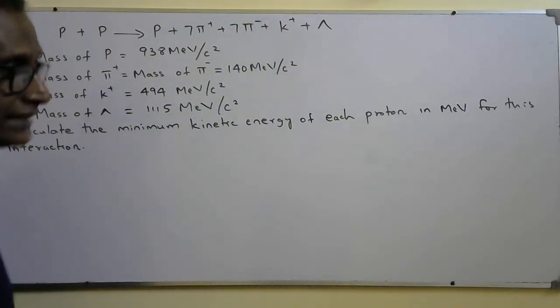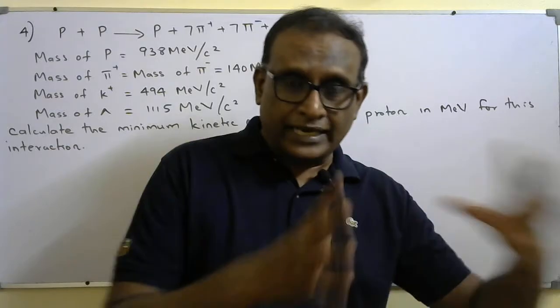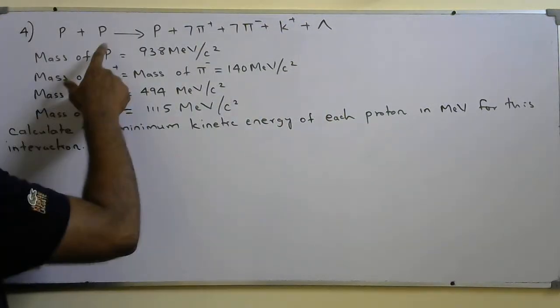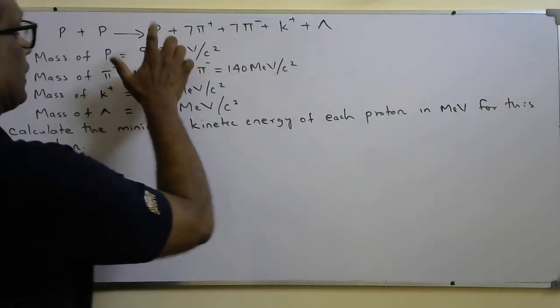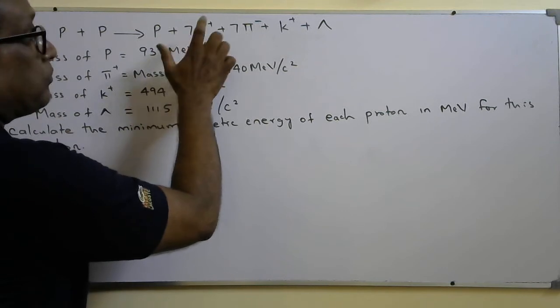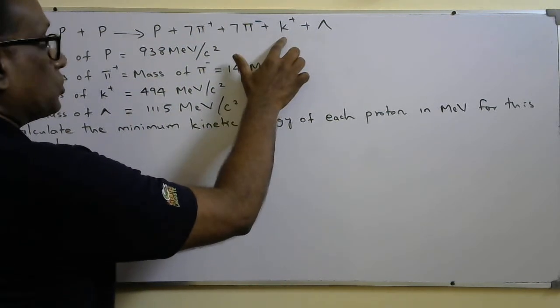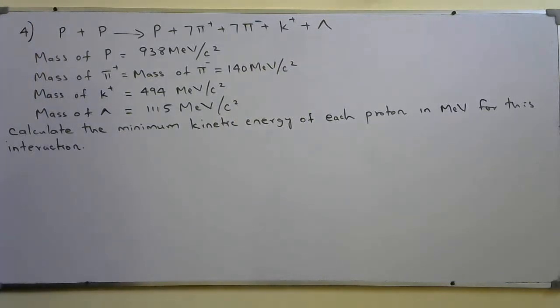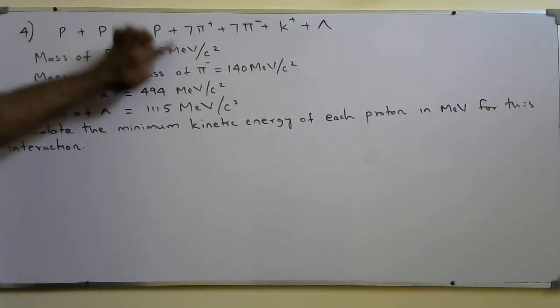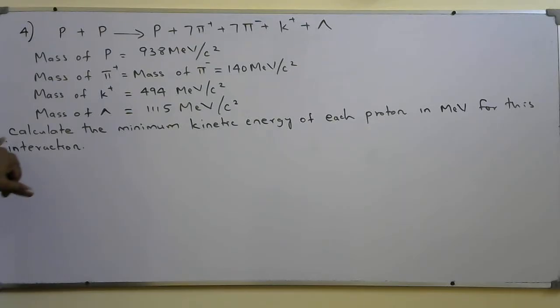Two protons are traveling in opposite directions at the same kinetic energy, and when they collide, these particles are created: a proton, 7 positive pions, 7 negative pions, a positive kaon and a lambda particle. The mass of each of these particles is given. The question is, calculate the minimum kinetic energy.